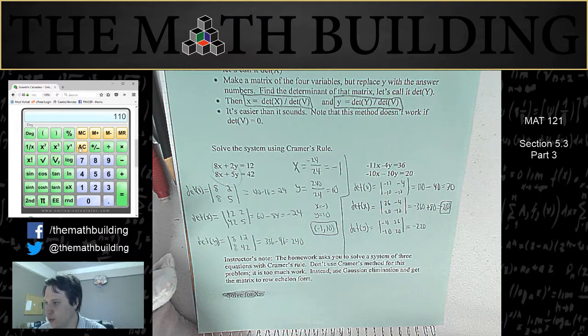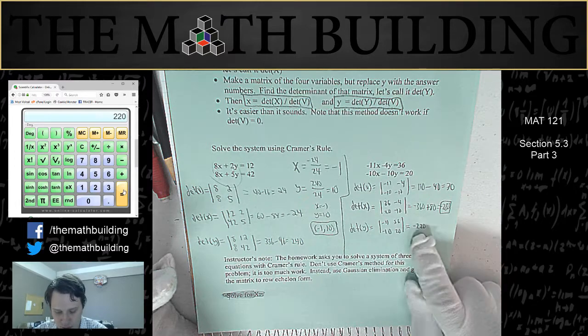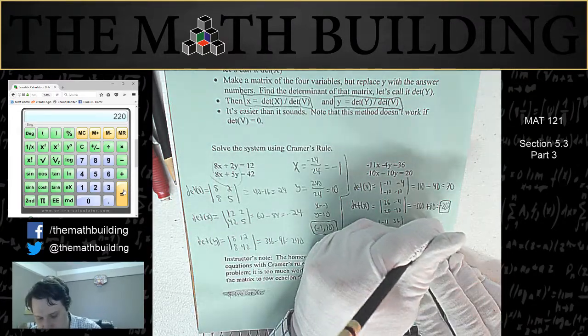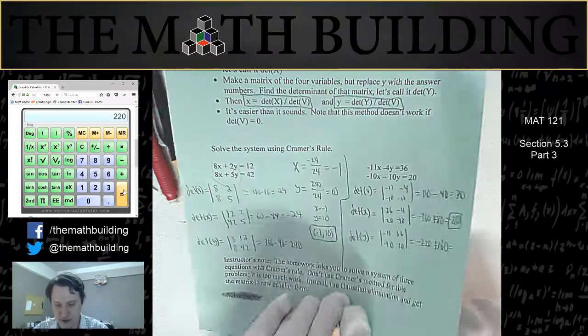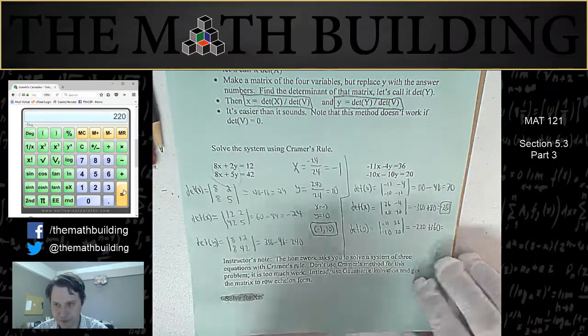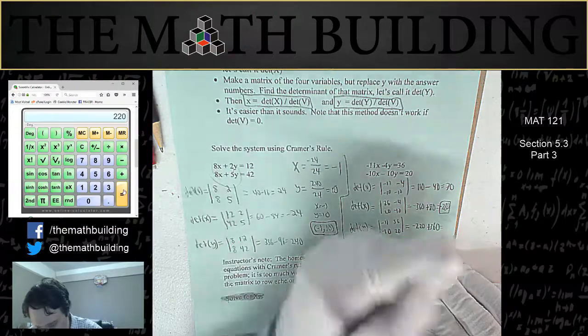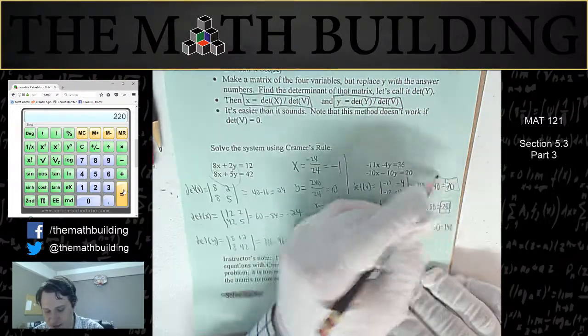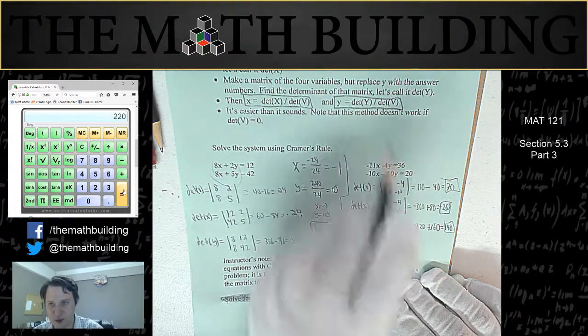Oops, I mean 11 times 20 is 220. So -220 minus, which will turn into a plus 360. And that is going to equal 140. There you go. So we got our three numbers, and so now we can just find x and y.